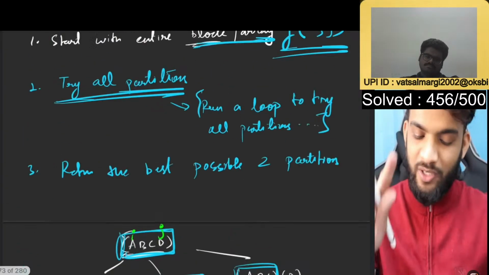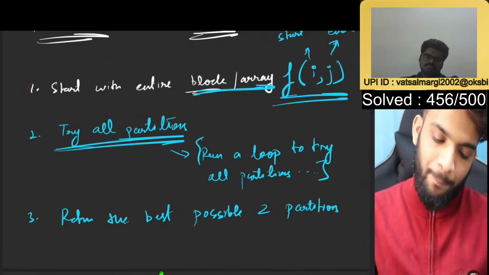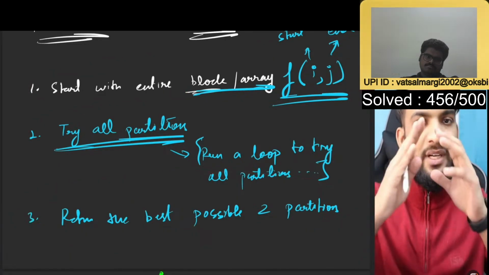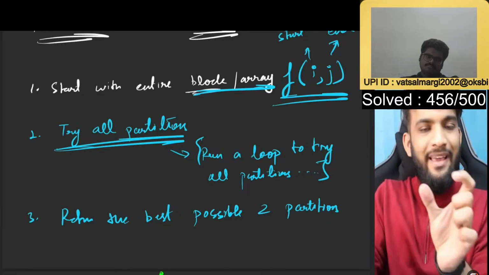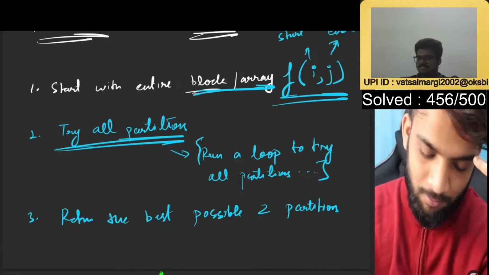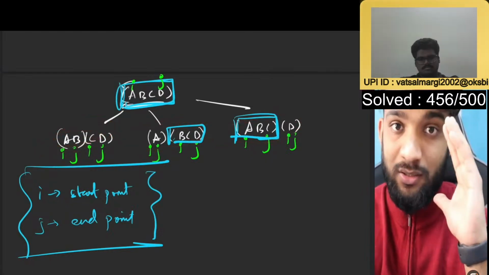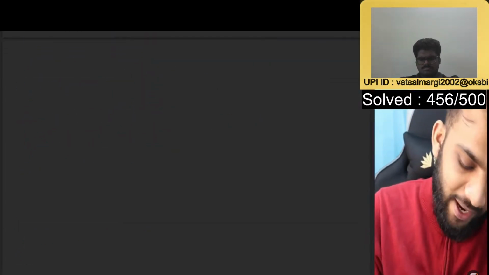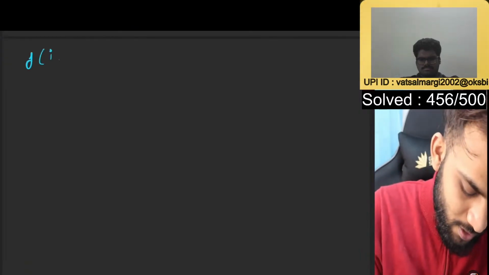You return it. So 3 steps. Start with the entire block. Try all partitions, because you're going to try every possible way to solve it, and return the best possible partition. You take the entire problem, break it down into every possible smaller problem, try to solve it, and return the best possible subproblem that you could break into. That's the straight funda. Okay. So we've understood that we have to start with f of i, j, right? That's for sure.